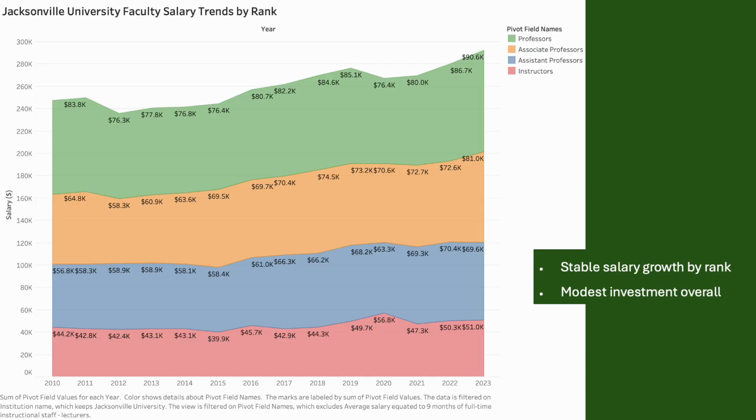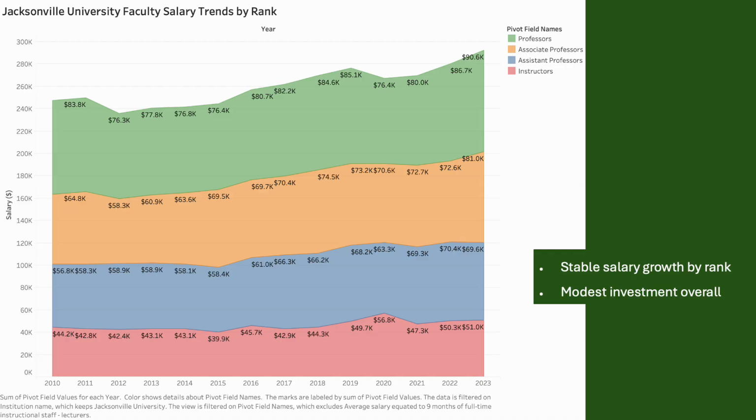Overall, JU has not made major investments in raising salaries across faculty ranks, even as tuition and core expenses have risen. This suggests that faculty compensation has not been a top investment priority. Since faculty quality plays a major role in student success and the university's reputation, leadership may need to revisit this strategy.